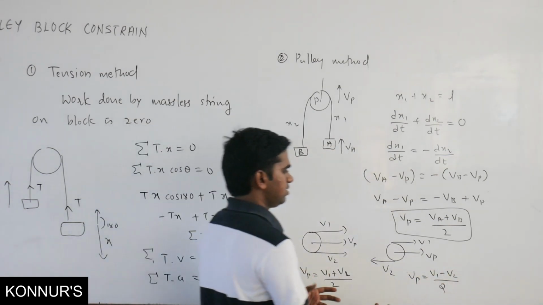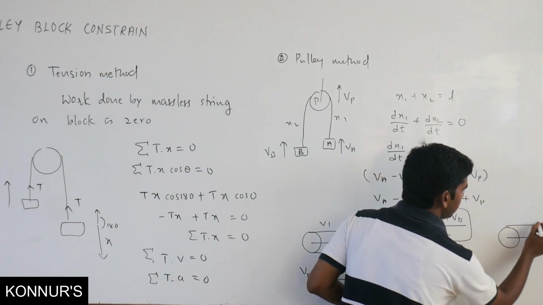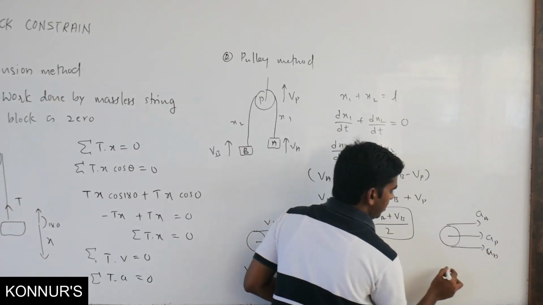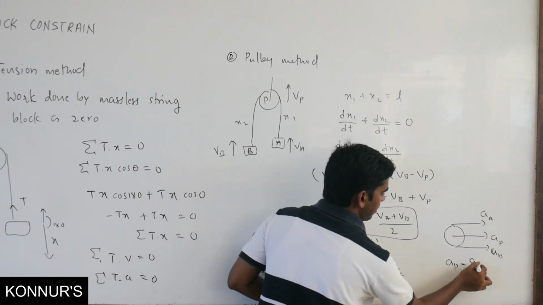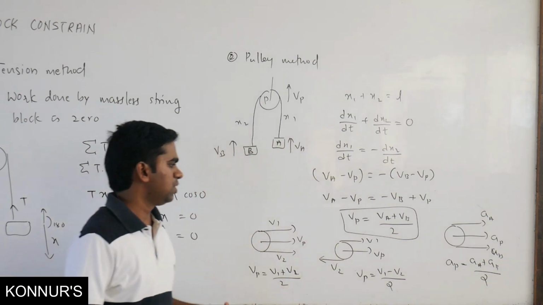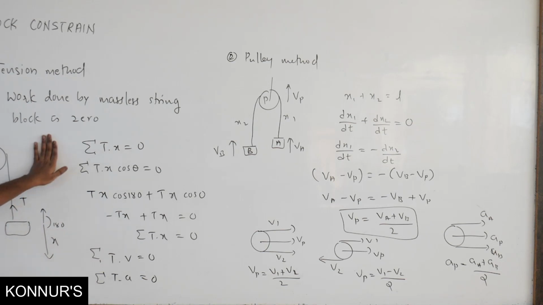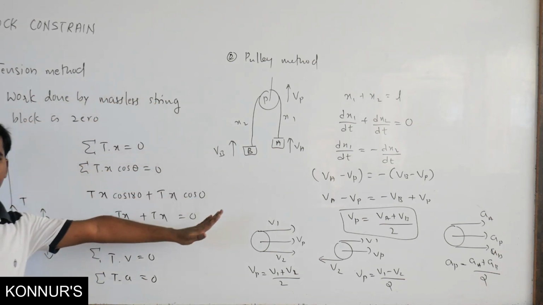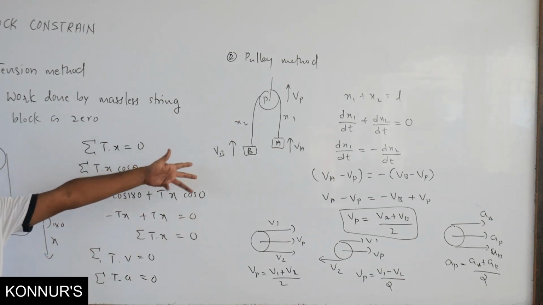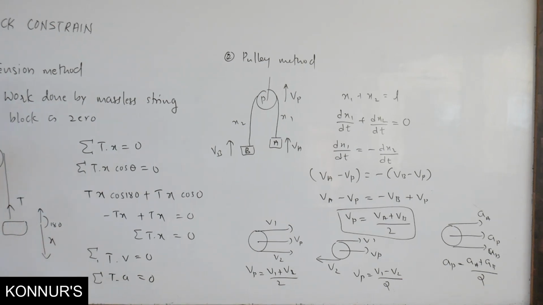Similarly, if you are talking about acceleration, suppose the pulley has acceleration in this direction, this is the acceleration of A and this is the acceleration of B. Then acceleration of P is equal to acceleration of A plus acceleration of B divided by 2. This is how you can use the formula. Remember, you can use the tension method also, or the pulley method also. If a problem is not that complicated, we can go with the pulley method. If there are so many pulleys and so many strings, then it is better to go with the tension method.